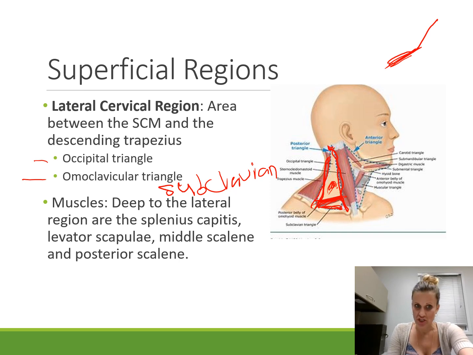Deep to the lateral region, it's a group of muscles. Just like deep to this lateral region, underneath the prevertebral fascia, we have the splenius capitis, the levator scapula, the middle scalene, the posterior scalene, and sometimes we'll see just a little tail end of the anterior scalene. When we look at this, we'll see a bunch of nerves and vessels passing through, and then you'll see the prevertebral fascia, and then deep to the prevertebral fascia are these muscles.